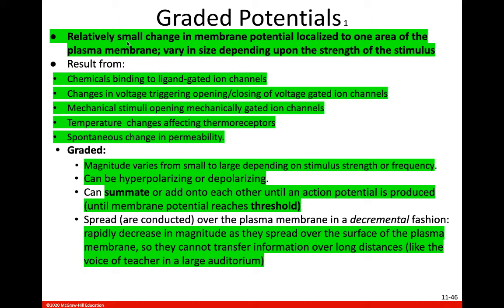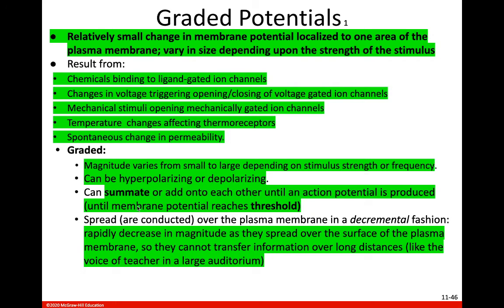And then again, we can get a graded potential that is a stimulus strong enough to open enough of these channels to let in enough sodium to get us to threshold. So if the stimulus is strong enough, then the graded potential will be enough to reach threshold. But even if it's not strong enough to let in enough sodium ions to get us to negative 55, if we have several in succession, one right after the other, then we can still summate and get a large enough change to get us up to negative 55 to get the action potential.